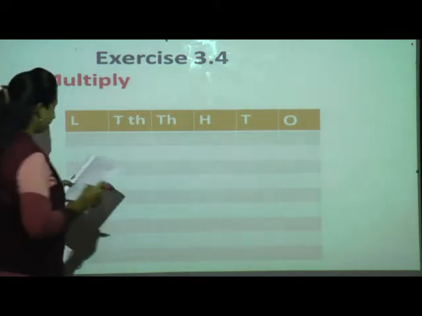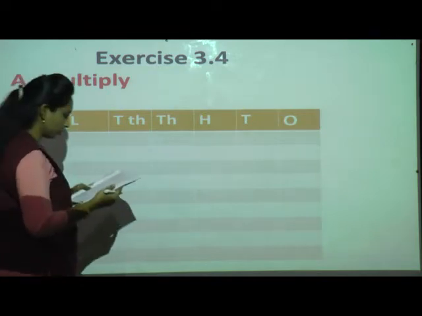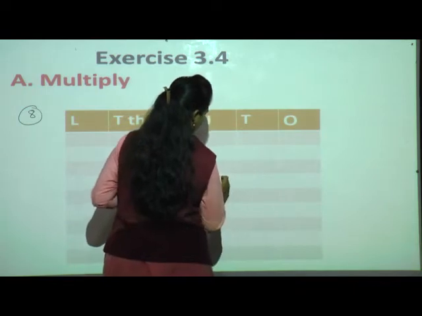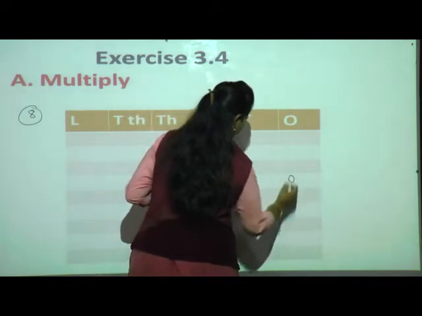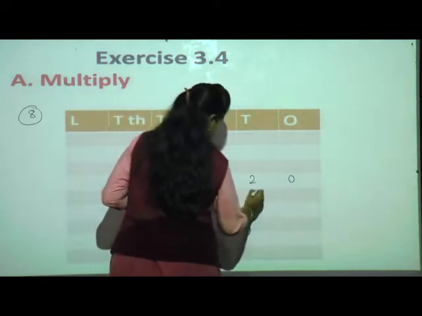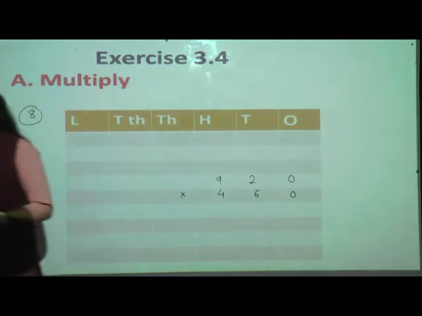Now I will solve the 8th question for you. Okay? What is the 8th question? 920 multiplied by 460. See, purposely I am taking where 0 is there.